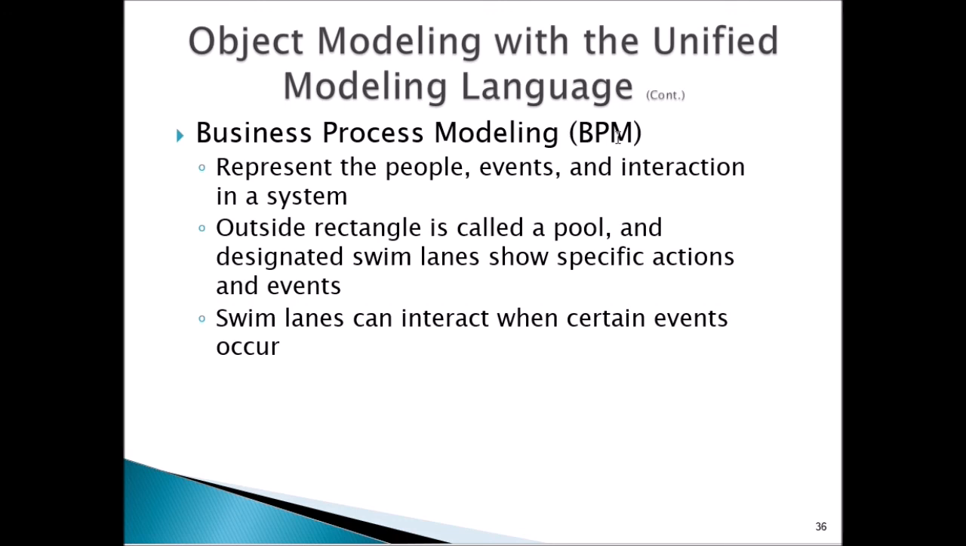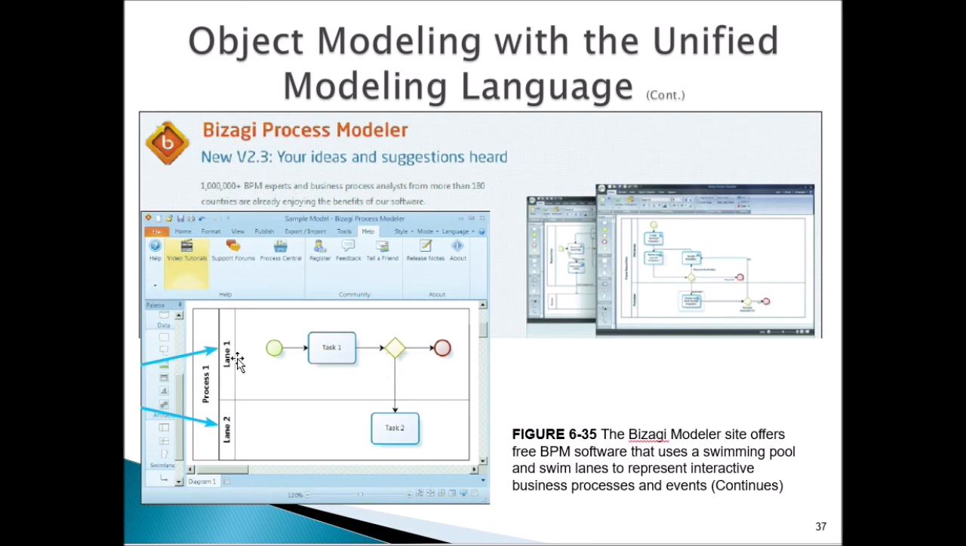BPM, or Business Process Modeling, represents the people, events, and interactions in a system. Remember, we talked about the rectangles. The outside rectangle is called a pool, and designated swim lanes show specific actions and events. Swim lanes can interact when certain events occur. And here are some examples of the swim lanes here. I'm not going to focus on this slide too closely.